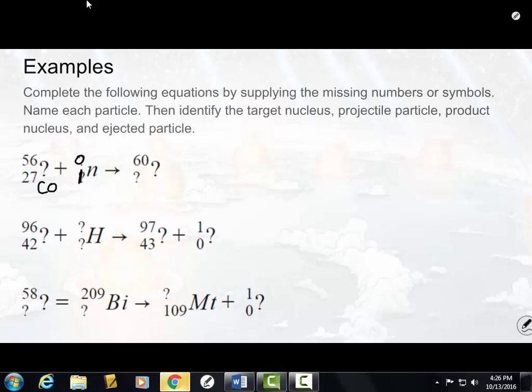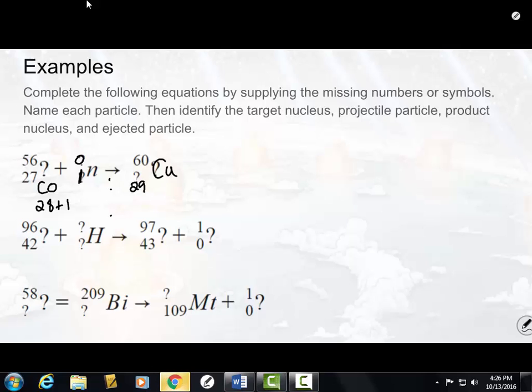And then we have to figure out what we make. So we have 60 over question mark with another question mark. So remember, we've got to get the bottom numbers to equal and the top numbers to equal. So let's figure out what the bottom number should be. On this side we have 28 and a 1. So that means on this side we have to have 29. And then we look up on our periodic table, what is element 29? And element 29 is copper. Okay, let's try the next one.